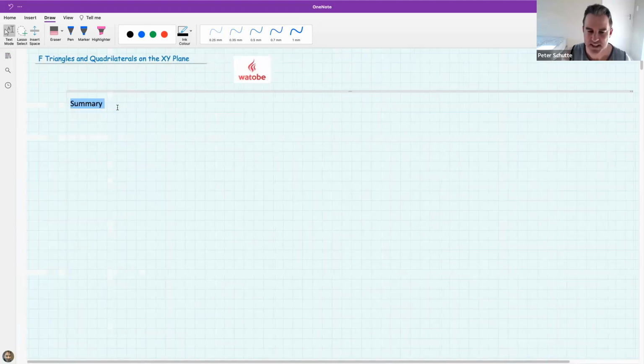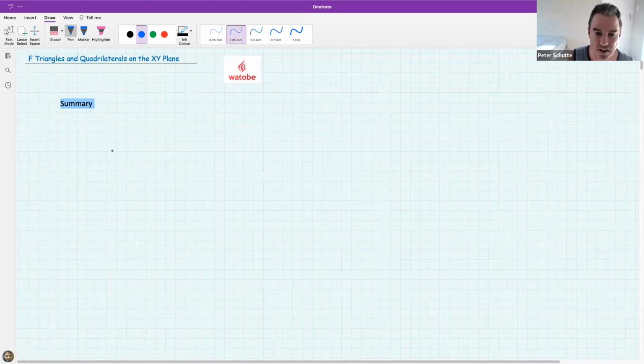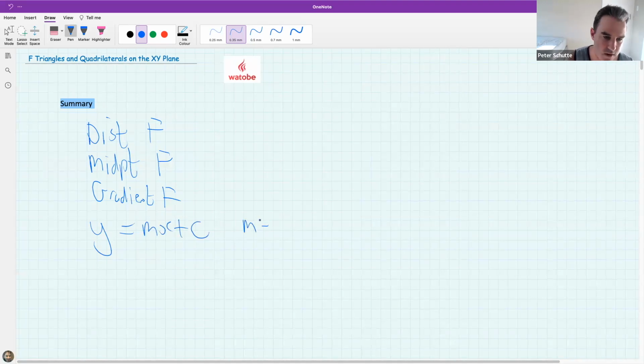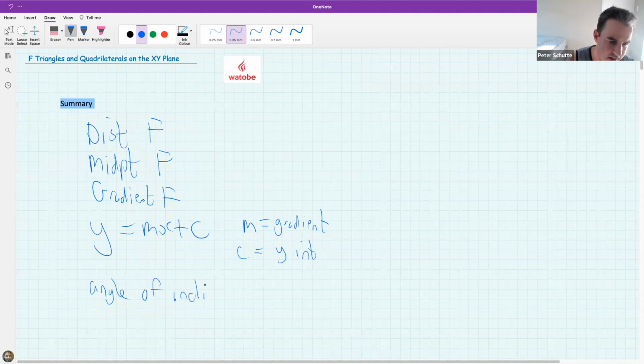Today. So what have we done so far? Let's do a quick little recap. So far in these 4 lessons we've done the distance formula, the midpoint formula, and the gradient formula. We've also done the standard form of a straight line, where m is the gradient and c is the y-intercept. And then we also did the angle of inclination, where the formula we used was tan of theta equals m.